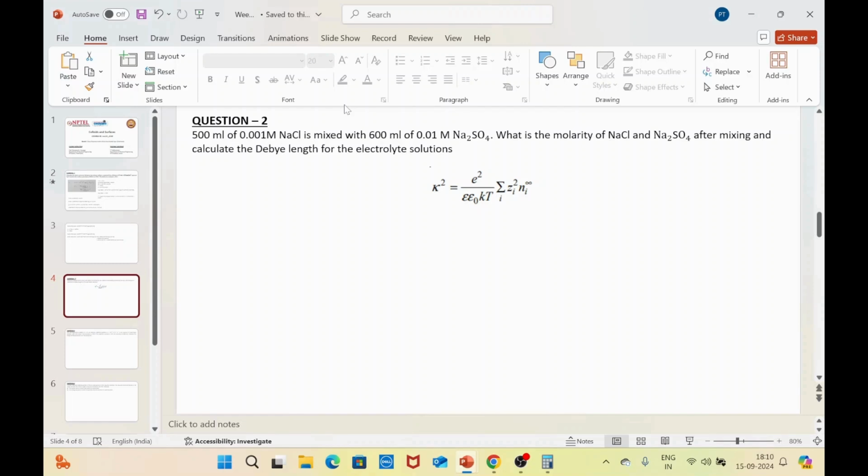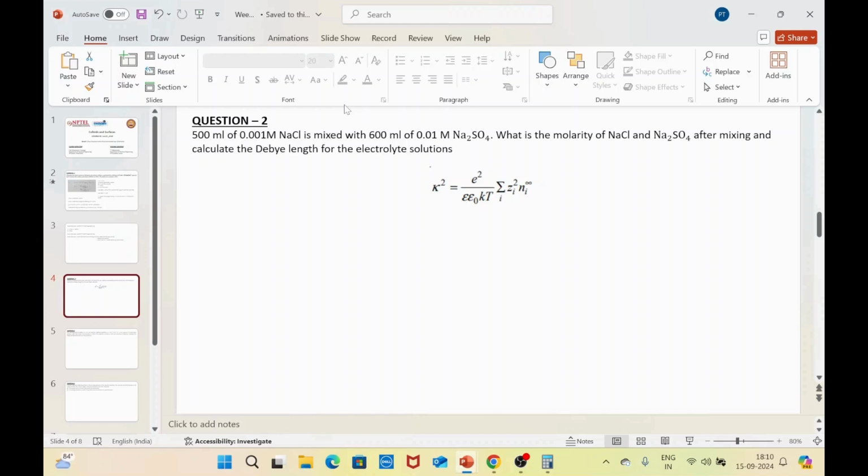So the first part is kind of easy, because you just need to calculate the molarity of the NaCl and Na2SO4 after mixing. Once you know the concentration of NaCl in that mixture and the concentration of Na2SO4 in that mixture, you can easily calculate the Debye length.